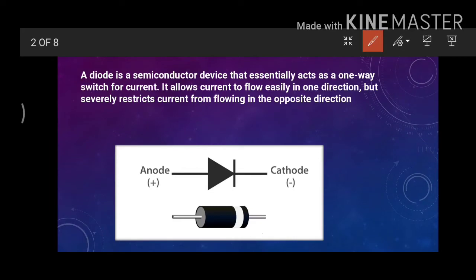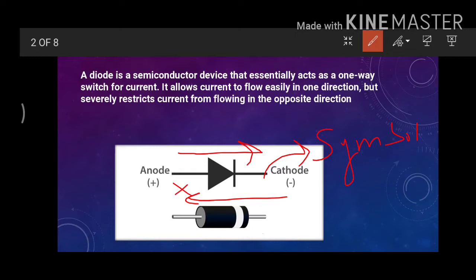A diode is a semiconductor device which acts as a one-way switch. It lets current flow in one direction only, from anode to cathode, or in the direction of the triangle. This is the symbol of a diode. If you try to flow the current in the opposite direction, the diode won't permit it. So it works as a valve which only allows flow in one direction and restricts flow in the other direction. Below is the physical picture of a diode.